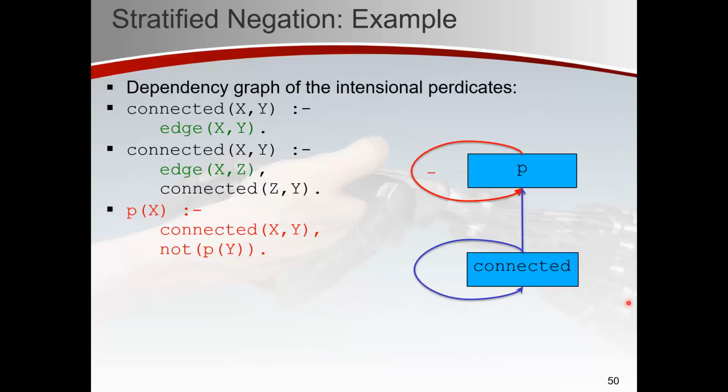Again, this isn't true. We could ask what is the semantics of P. P is some kind of X is connected to Y, but Y is not P. So this could be the case that we say P X is some kind of dead end. Those things go there, but there's no way back or so whatever. Again, this is not true because we have recursion through negation, and this is not possible.